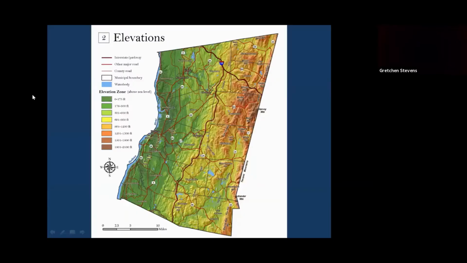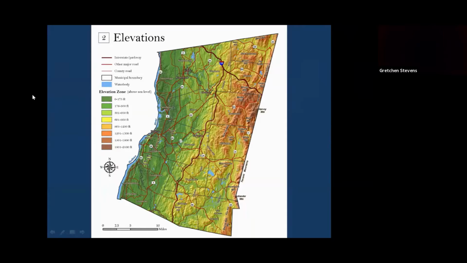This map shows the general elevation ranges in the county. The dark red areas are the highest, then descending to the orange and yellow areas, mostly in the eastern half of the county. The lowest elevations are in the western half, all the way down to sea level at the Hudson River.